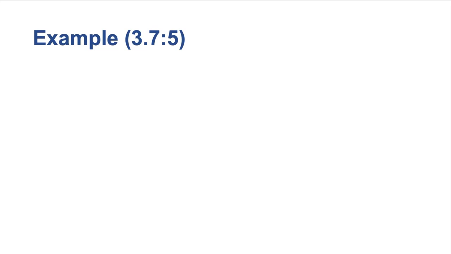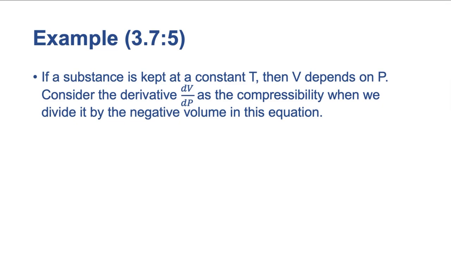This is going to be example 5 from that same book, and this asks, if a substance is kept at a constant temperature, T denotes temperature, then volume, V denotes volume, depends on pressure, P denotes pressure. Consider the derivative of volume with respect to pressure as the compressibility when we divide it by the negative volume in this equation. Beta is equal to negative 1 over volume times the derivative of volume with respect to pressure. So that is the equation we're going to be using for this problem.